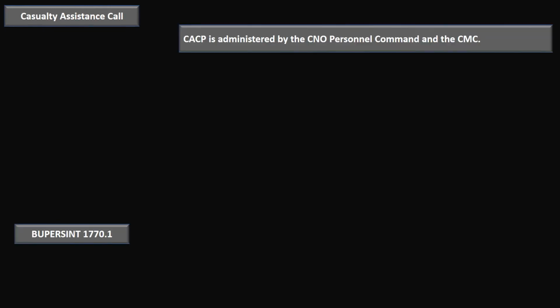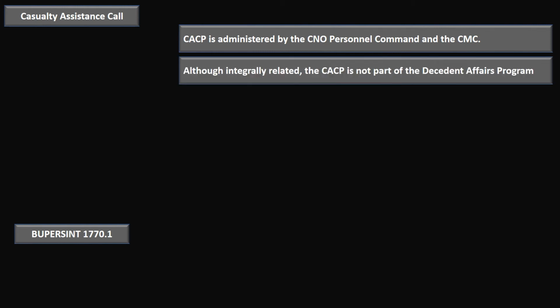Moving on to the Casualty Assistance Call Program. The Casualty Assistance Call Program is administered by the Chief of Naval Operations Personnel Command and the Commandant of the Marine Corps when it pertains to Marines. It's integrally related to the Decedent Affairs Program, but we have to understand that the Casualty Assistance Call Program is not part of the Decedent Affairs Program. It's actually managed by BUMED Instruction 1770.1 as opposed to the OPNAV Instruction 5360.1 that deals with Decedent Affairs.